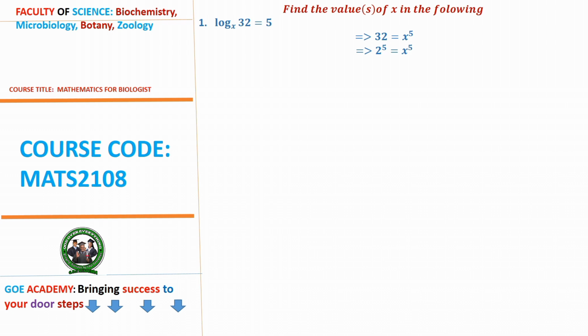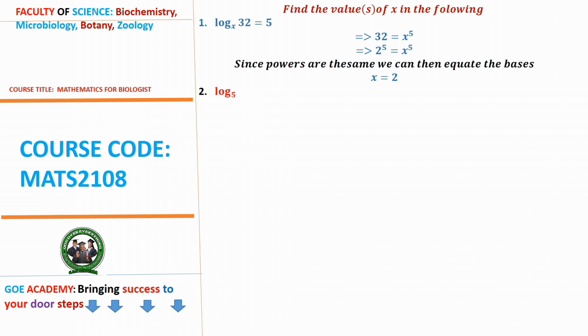We all know that 32 can be written as 2 raised to the power 5, right? So at this level, you should see that the powers are the same, 5 and 5. So we equate the bases. So you should see that the value of x will just be equal to 2.